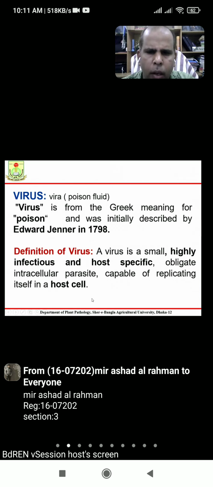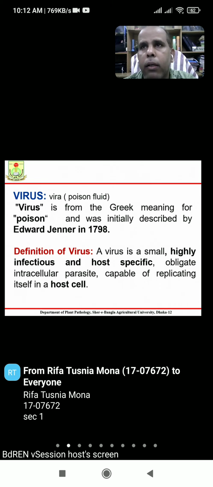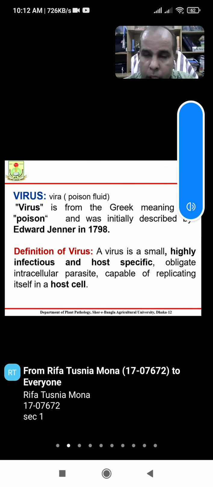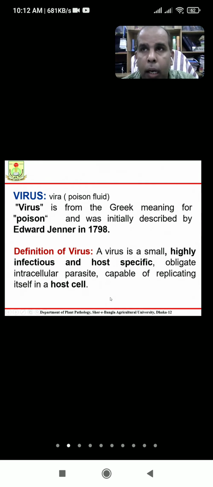Okay. Host specific. Host specific means a virus that attacks humans never attacks animals. A virus that attacks animals never attacks plants. A virus that attacks plants never attacks humans. And this is the broad sense. In a narrow sense, a virus that attacks a Solanaceous crop never attacks a Malvaceae crop. A virus that attacks a Malvaceae crop never attacks a cereal crop. That is why it is highly host specific.